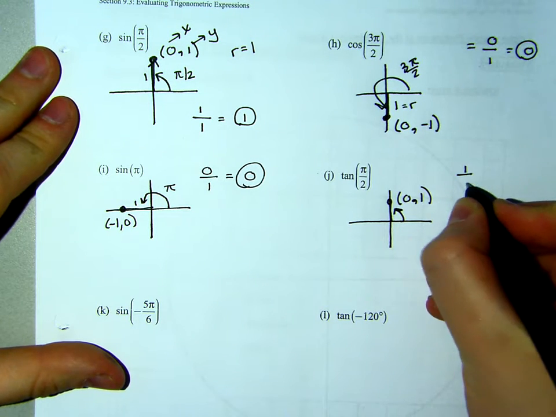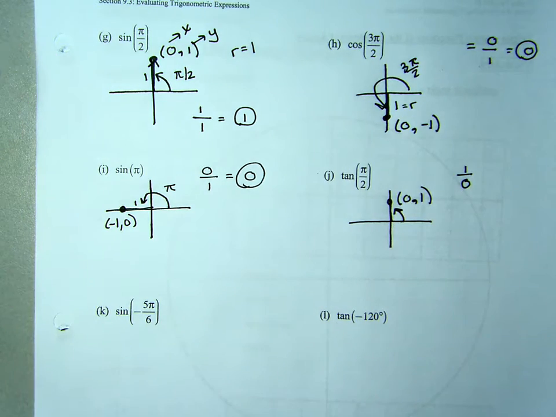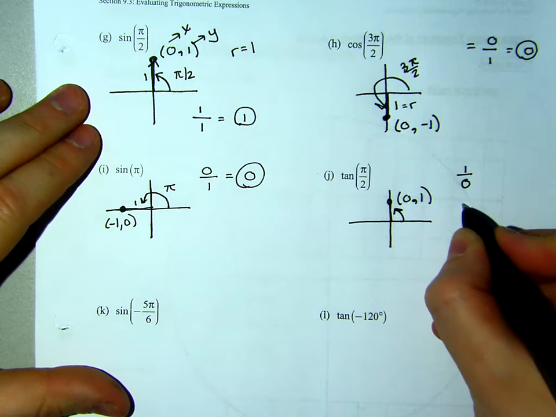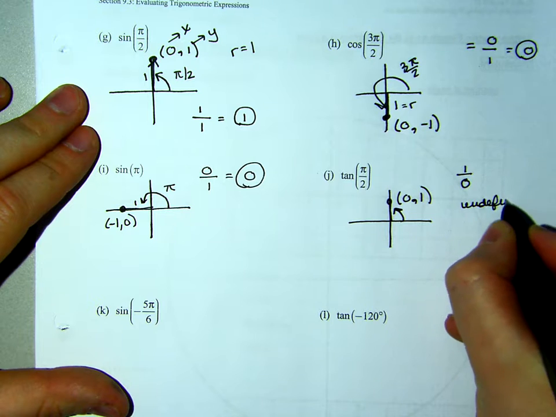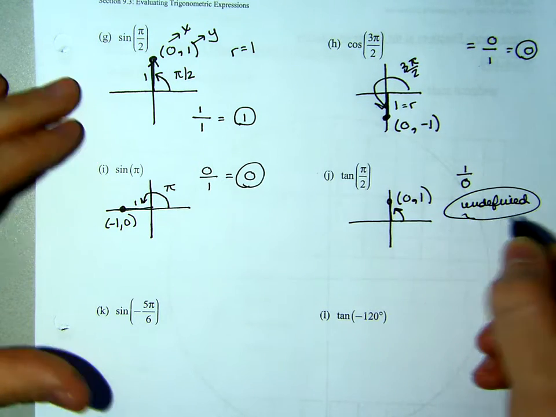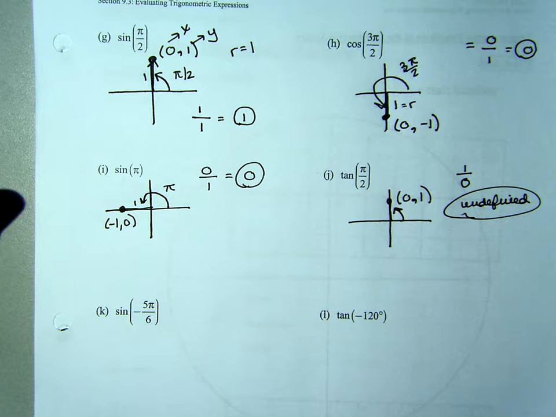Undefined. We are doing 1 divided by 0. This is kind of strange, but you know you can't divide by 0. So actually, the tangent of pi over 2 is undefined. If you went to your calculator, first of all, do you see how I got the 1 over 0? And then 1 divided by 0. You can't divide by 0.